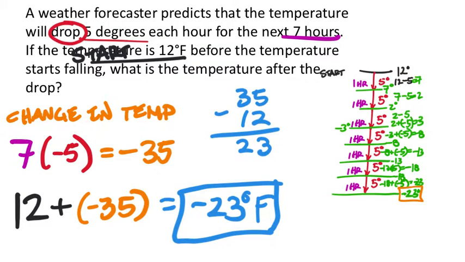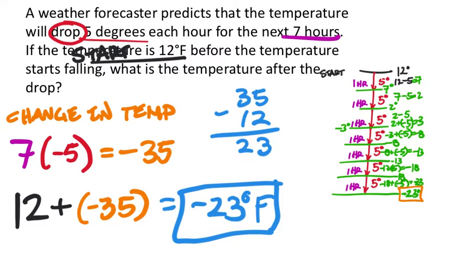Now, the other way to do this is to figure out how much the change in temperature was. Since it went down 5 degrees every hour, but it did this for 7 hours, it's like having 7 groups of negative 5. So when you multiply these, there's only one negative, which makes the answer negative. 7 times 5 is 35. We end up with negative 35.